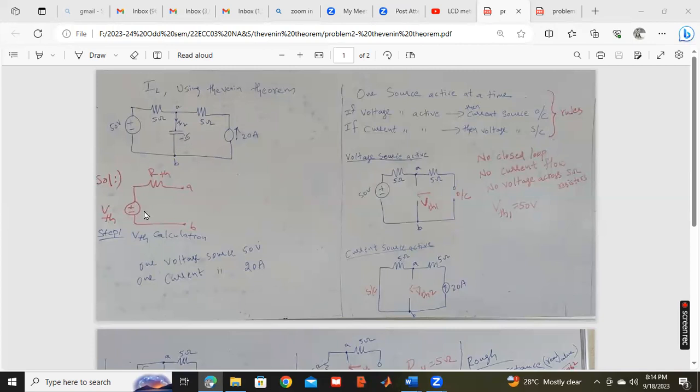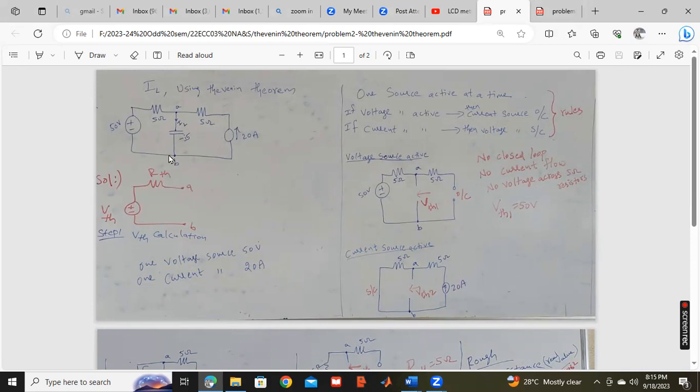Now, this is the Thevenin equivalent circuit. Across AB, we have to calculate V Thevenin and R Thevenin, which means we should not disturb the AB path. The remaining full circuit, we have to convert it into a single voltage and single resistance.